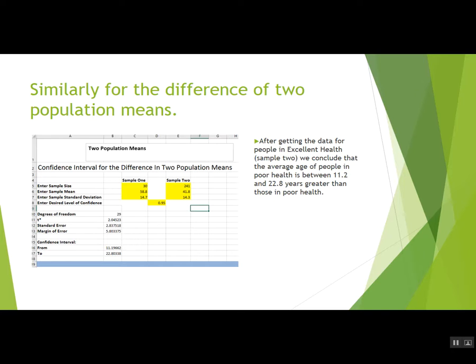And again, here we're asking for a 95% confidence interval. Remember, it makes sense. You could ask for a 99% confidence interval, or a 90% confidence interval. But 95% is what we usually go for. And here we see that the difference between the average age of those in poor health and in excellent health is between 11.2 and 22.8 years. So we're 95% confident that the people in poor health are at least 11.2 years older and as much as 22.8 years older than those in excellent health.